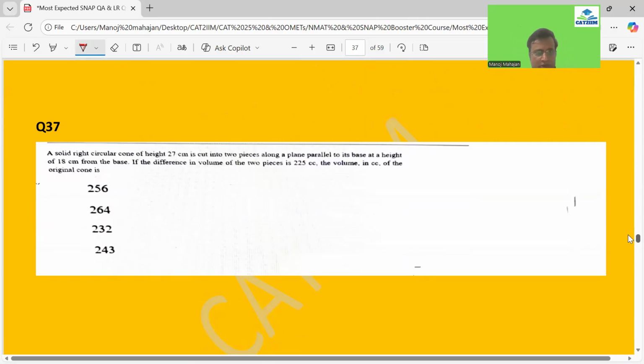Okay. Such a question should be done in the paper if you get, and this is the question I think which appeared in one of the CAT papers, and they can pick up directly. So you should know this basic over here of cone that let's say over here it is 27 height you have, and one part is 18 and total is 27, so the other part is 9.